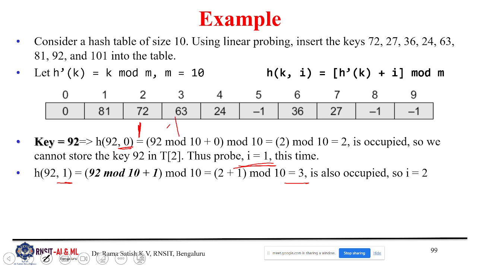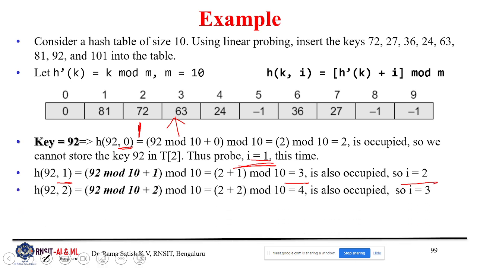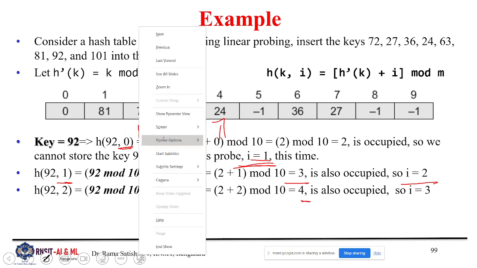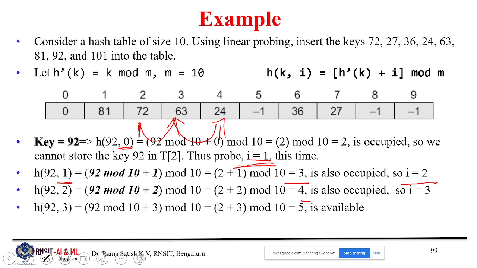Location 3 is also occupied, so automatically the probe value, which was 1, is increased to 2. Now h(92, 2) gives the 4th location, which is also occupied. It checks 72, then 63, then 24. Next, the i value is increased to 3. So 92 modulus 10 plus 3, that is 2 plus 3, is 5.